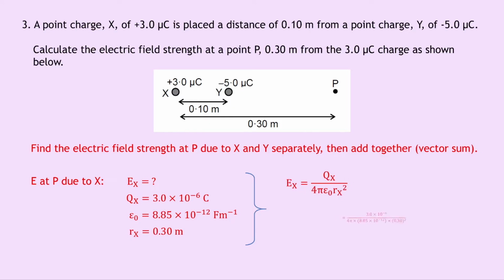And substituting in the numbers, we have 3 times 10 to the minus 6 divided by 4 pi times 8.85 times 10 to the minus 12 times 0.3 squared. And putting all of that into your calculator should give you a final answer of 3.0 times 10 to the 5 newtons per coulomb. Doing the same now but finding the electric field at P due to Y, we're trying to find EY. We know that QY is minus 5 times 10 to the minus 6 coulombs.